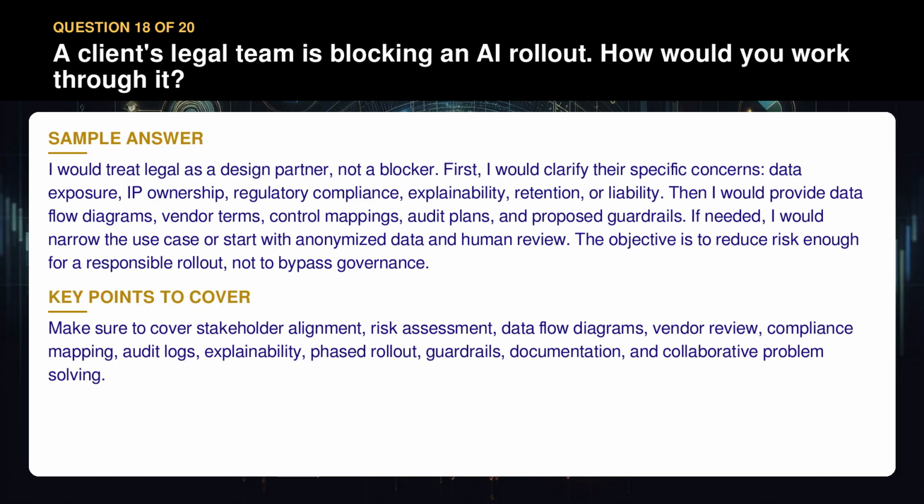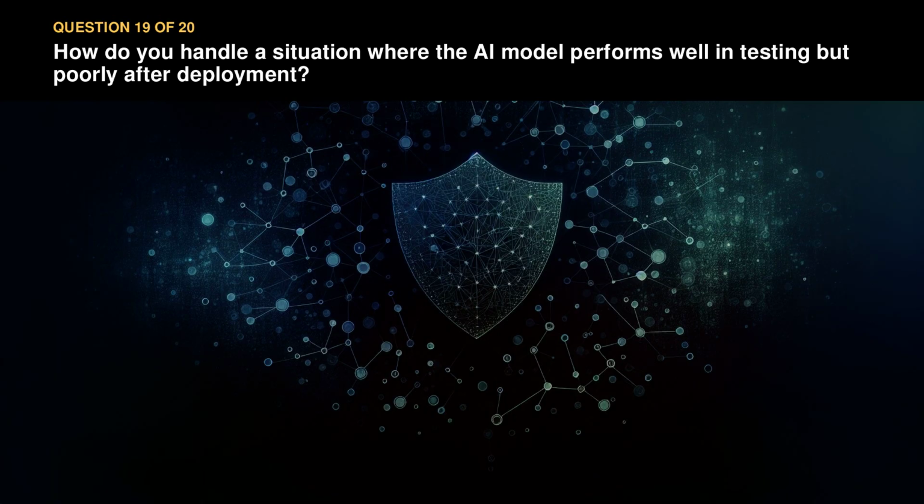Make sure to cover stakeholder alignment, risk assessment, data flow diagrams, vendor review, compliance mapping, audit logs, explainability, phased rollout, guardrails, documentation, and collaborative problem solving. Question 19. How do you handle a situation where the AI model performs well in testing, but poorly after deployment?